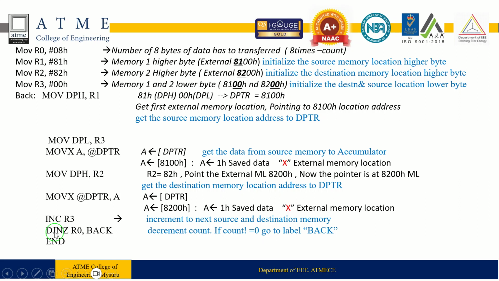Hence we use an opcode called DJNZ, which decrements the R0 register. If one transfer has happened, the count is reduced. So decrement R0, then jump to wherever the label you have given, until R0 becomes 0. Once the first transfer is done, R0 is 7. After the second transfer, R0 is 6. Likewise, until R0 equals 0, it stays in the same loop. Then the next instruction will be executed once R0 becomes 0.